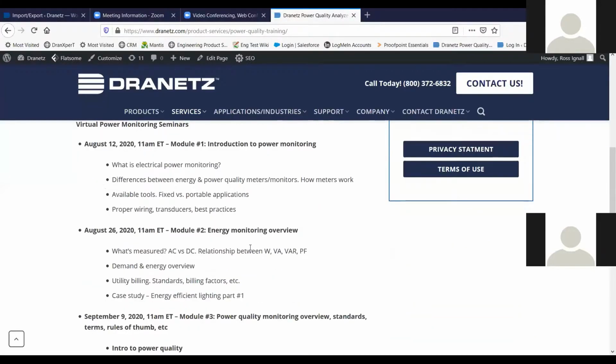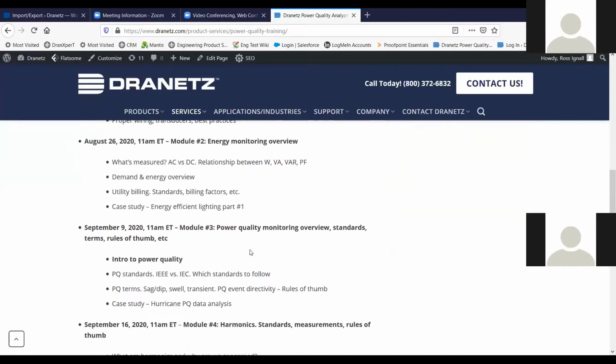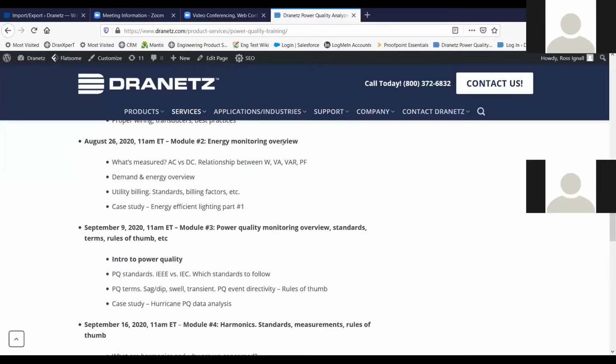After that, on August 26th, our second of our 5 modules is energy monitoring overview. So what are we measuring? What are the differences between AC and DC? What's the relationship between watts, VA, VARs, and power factor? What is demand and energy? We'll talk about utility billing and some of the factors that go into it. We're also going to give you a case study on energy efficient lighting.